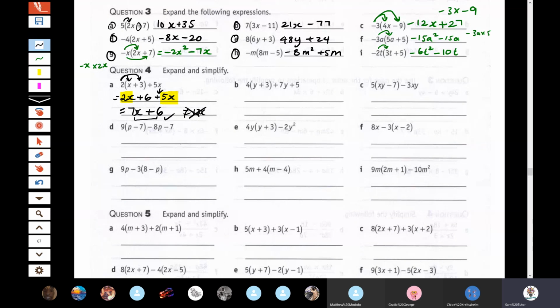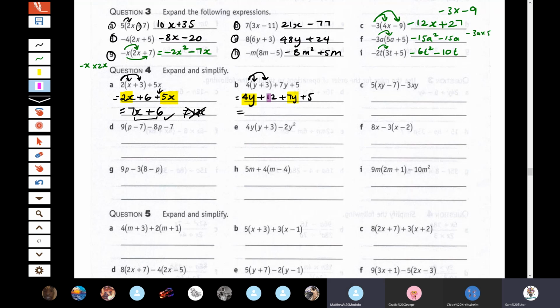All right, let's do that again. Four times y is 4y. 4 times 3 is 12. Plus 7y plus 5. Okay. Somebody else? What are my like terms here? Tell me exactly. Don't just say the y. Tell me the numbers. 4y and 7y. Okay. You're correct. Can someone see another one?